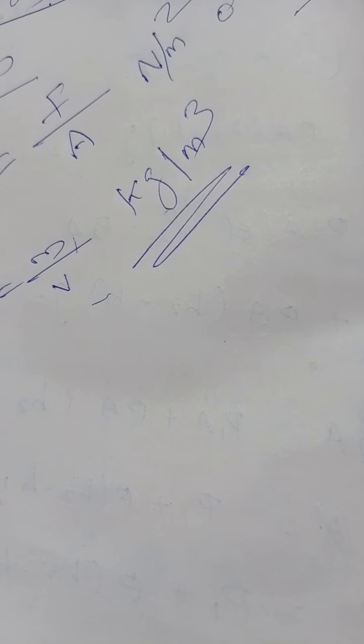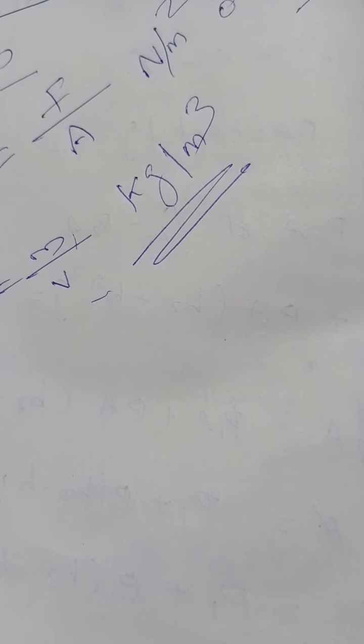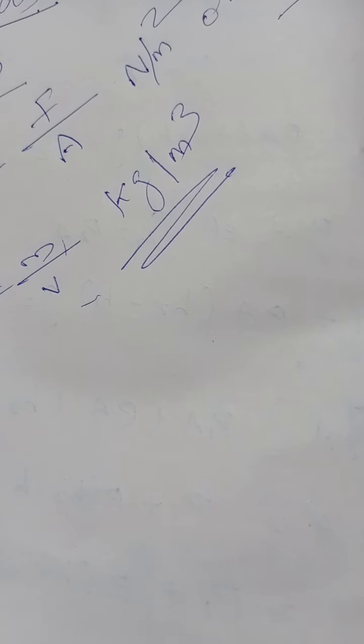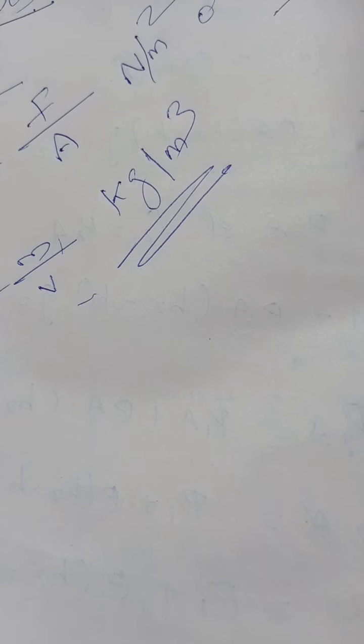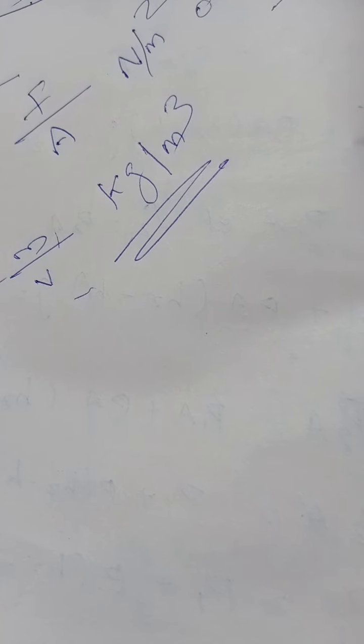Suppose we are taking the density of mercury. We know the density of mercury is 13.6 into 10 to the power 3 kilogram per meter cube, and the density of water is 1.0 into 10 to the power 3 kilogram per meter cube. So the density of mercury is 13.6 and the density of water is 1.0. If we are finding the relative density of that fluid, we can find it by dividing these two.